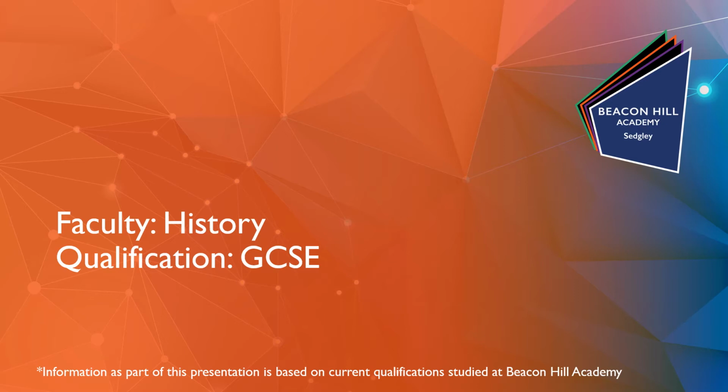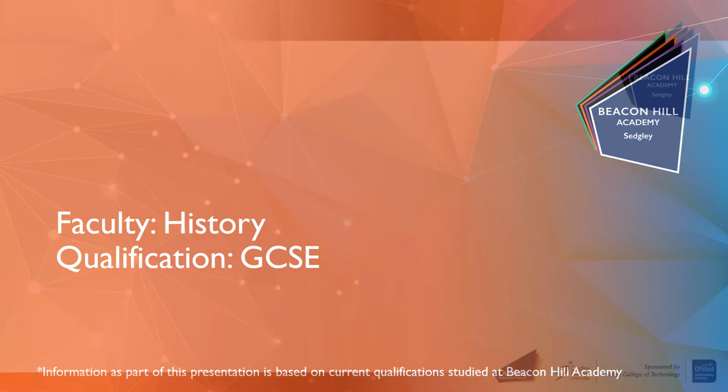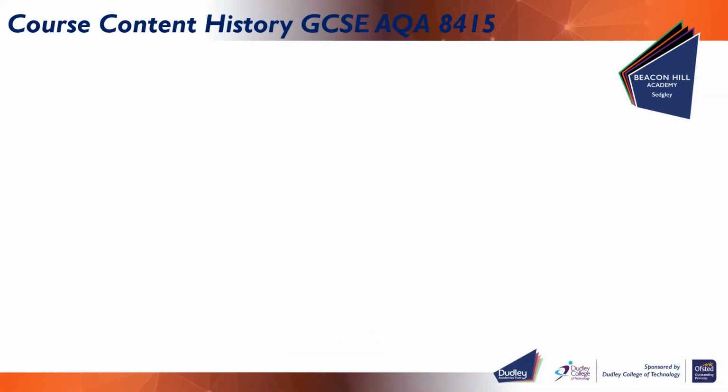I have been asked to speak to you today about your options process and more specifically, if you were to choose history as a GCSE option, what this would entail. At Beacon Hill Academy we have chosen the AQA GCSE over other exam boards as we feel this specification enables students to study different aspects of the past so they can engage with key issues such as conflict, understanding what drives change and how the past influences the present.